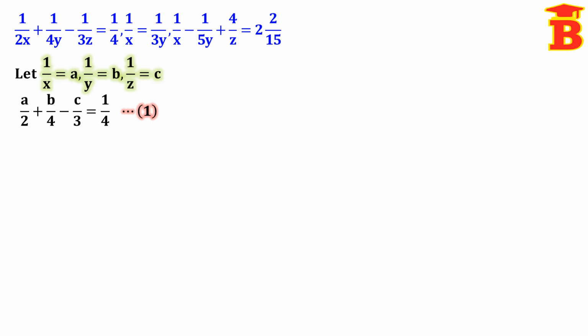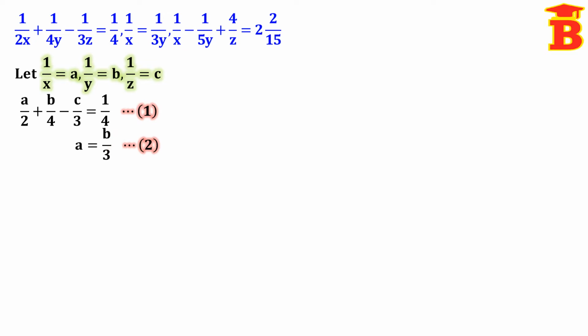Similarly, see the second equation. 1/x is a, equal to the right side 1/(3y). So this 1/y is b, so we get b/3. Take it as equation 2.